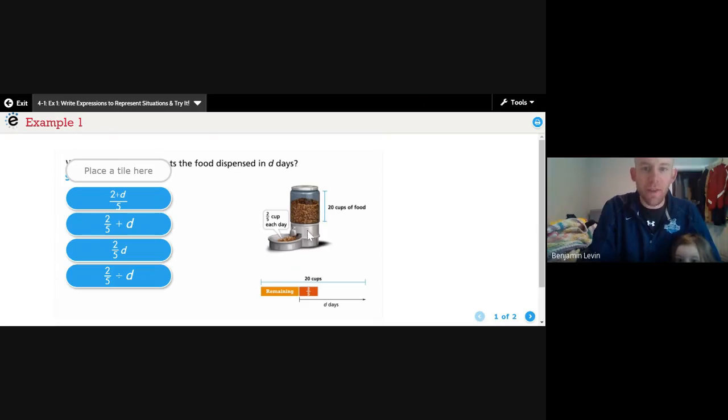So we know that 2/5 of a cup, or 0.4 cups, is dispensed out of this machine every day, right? And some people have these because if they work long hours, they can't always be home to feed their dog. So this automatically is on a timer, and it just puts out the same amount of dog food every day. So 2/5 of a cup each day, and we want to know how much food is dispensed in D amount of days. Okay, so what we would do there is multiply 2/5 times D, right? 2/5 times the number of days.